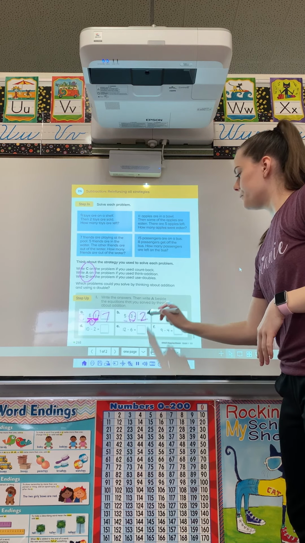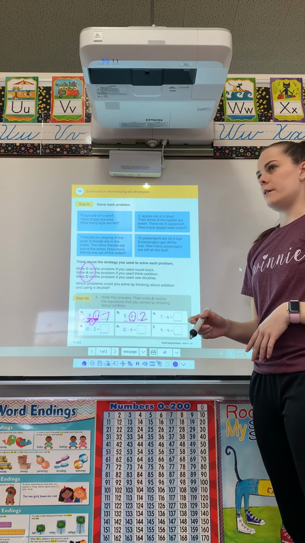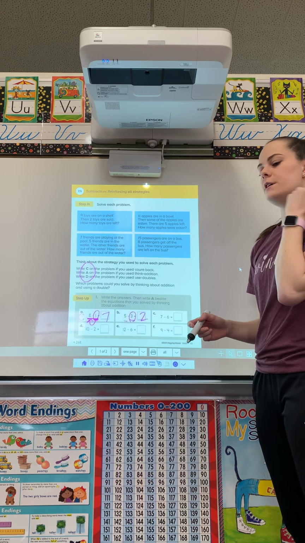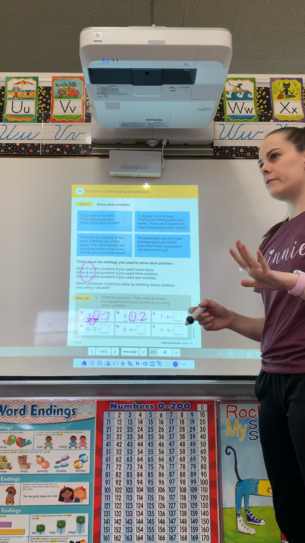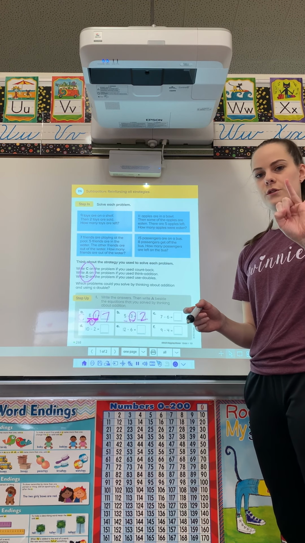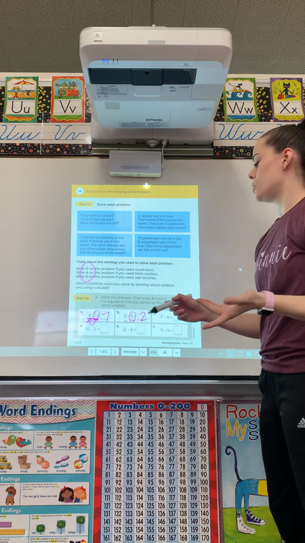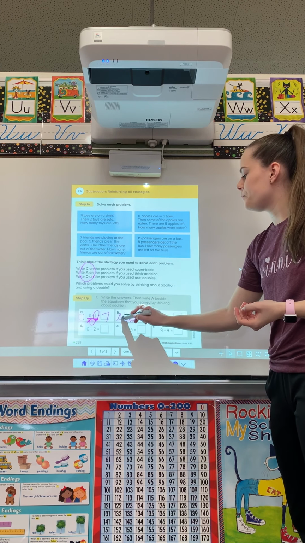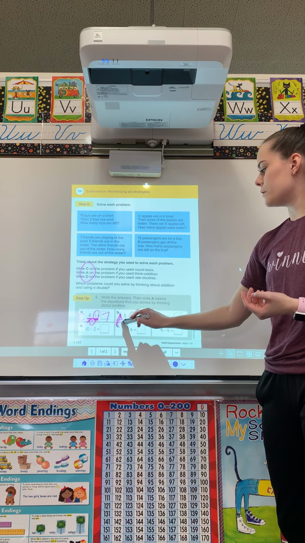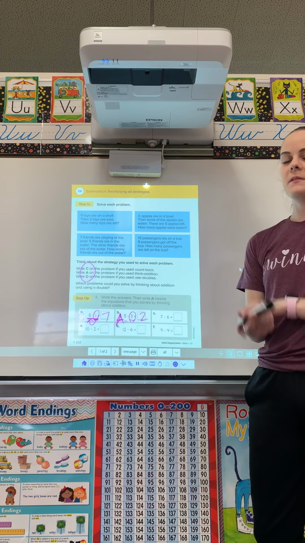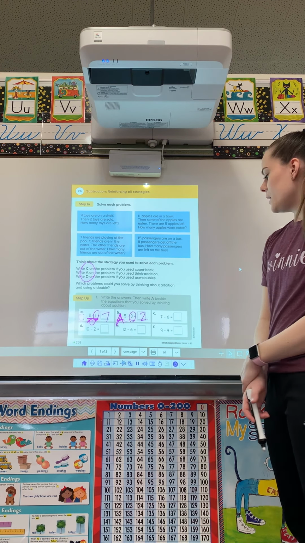So then I check it. 5 take away 3. 5, 4, 3, 2. Does 5 take away 3 equal 2? Yes, it does. So you could decide here what you would do. I just put a little A because I added up to get my answer.